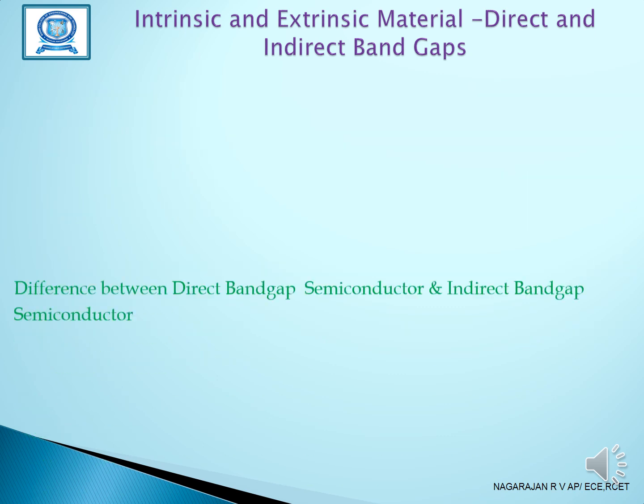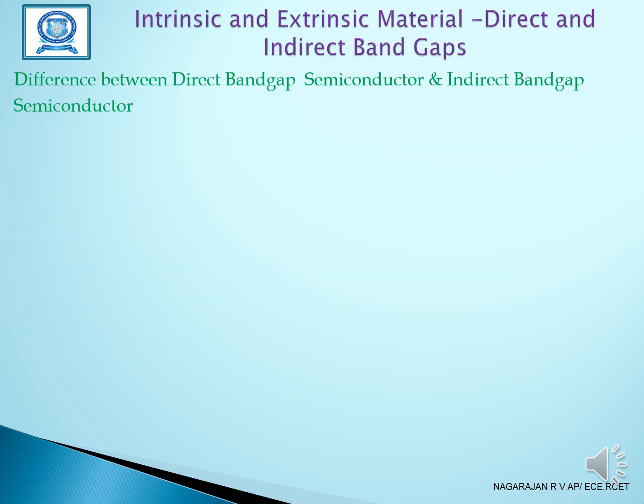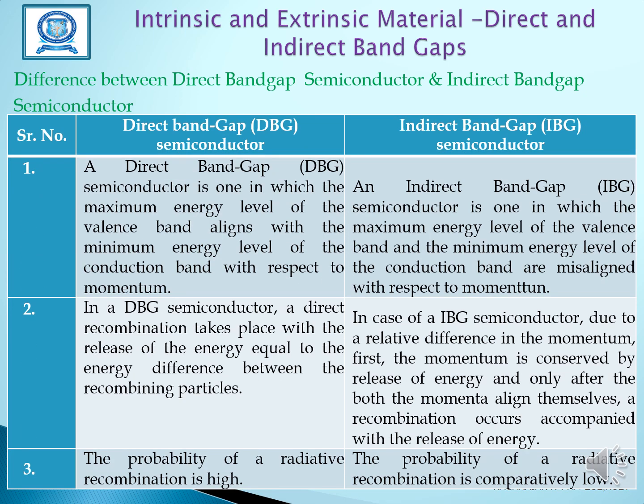Difference between the direct band gap semiconductor and indirect band gap semiconductor. A direct band gap semiconductor, that is a DBG, is one in which the maximum energy level of the valence band aligns with the minimum energy level of the conduction band. In the indirect band gap semiconductor, the maximum energy level of the valence band and the minimum energy level of the conduction band are misaligned with respect to the momentum.